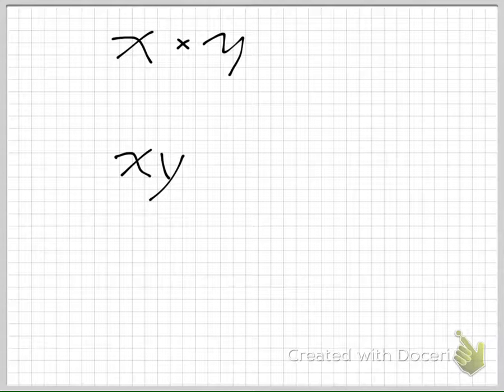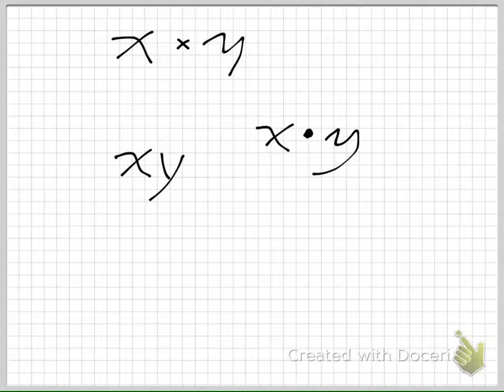Perfect. What's another way of doing it, Kyla? I think you put a dot instead. Absolutely. Instead of an X, you put X dot Y. That is another way of doing that. There is another. What is another way of writing multiply?